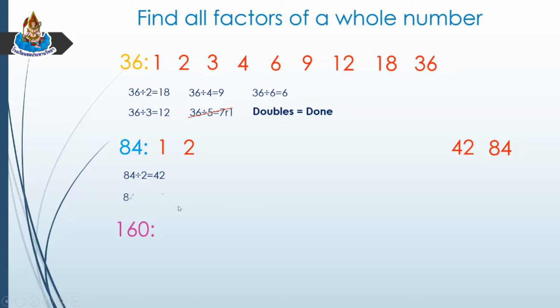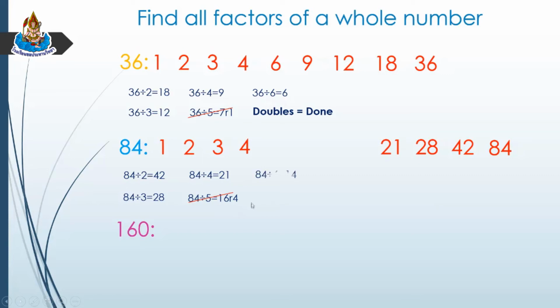What about 3? 84 is also divisible by 3, so we got factors 3 and 28. Let's try 4. Yes, we've got another two factors, 4 and 21. What about 5? No, 84 is not divisible by 5. We have remainder 4. So let's cross it.